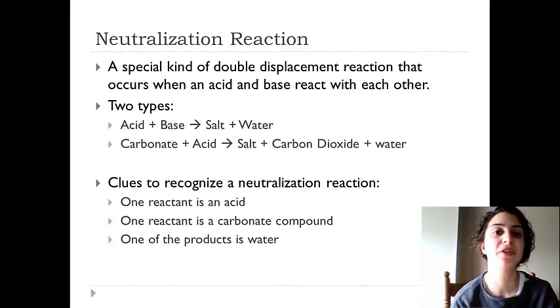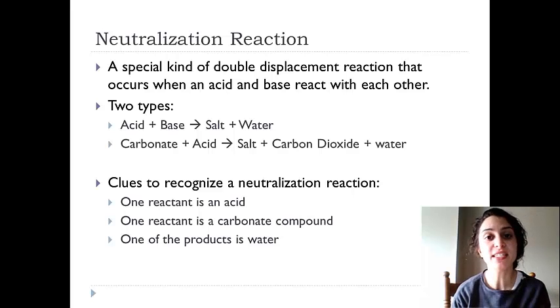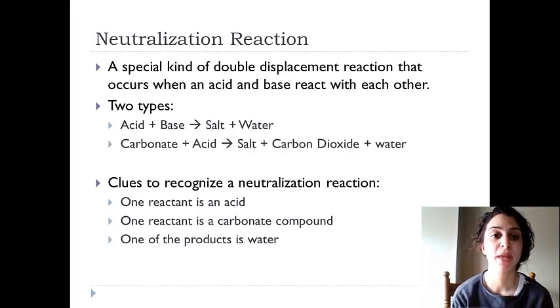Hi guys, so now that we've gone through acids and bases and pH, we're moving on to the reaction that occurs between an acid and a base. This is called a neutralization reaction, and it's a specific double displacement reaction which we've already learned about, so that's great, but we're going to go through what specifically happens when you react an acid and a base.